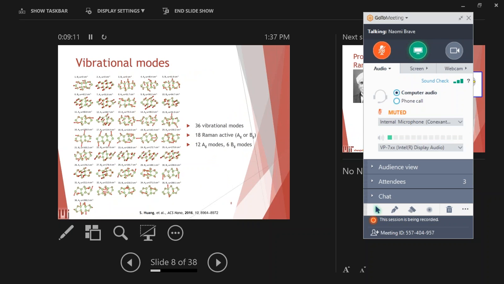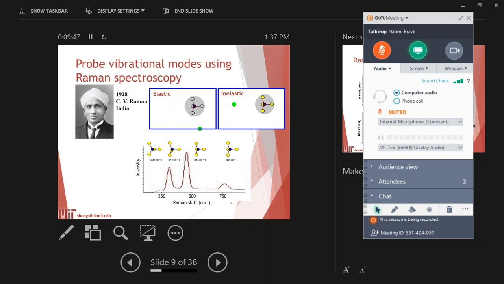If we look at the vibrational modes of gallium telluride, we can see there are a total of 36 vibrational modes. Through calculation and analysis, we know 18 of them are Raman active, which means we can measure them using Raman spectroscopy. For these 18 Raman active modes, 12 of them are Ag modes, which means the vibrations of these modes are totally symmetric. The other 6 of them are Bg symmetry, which means there is one dimension which is asymmetric. As I mentioned before, gallium telluride has in-plane anisotropy, and potentially we can use Raman.